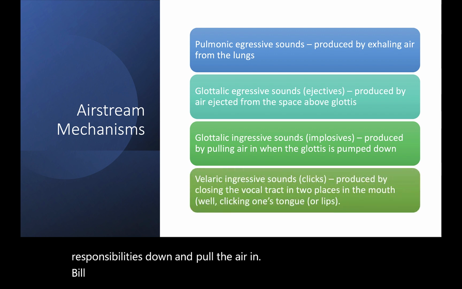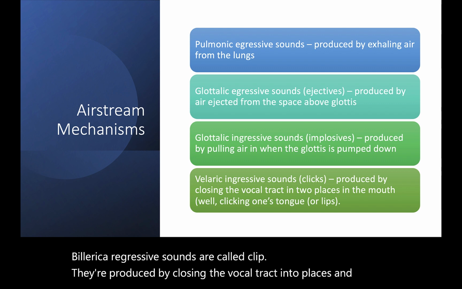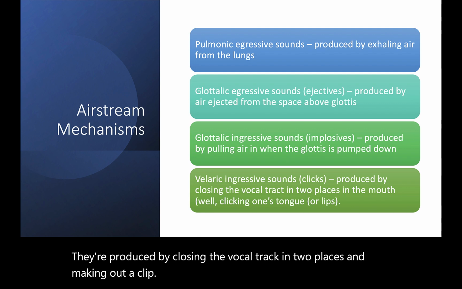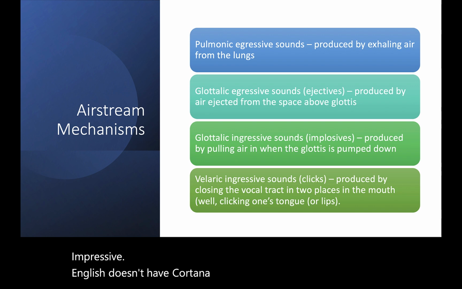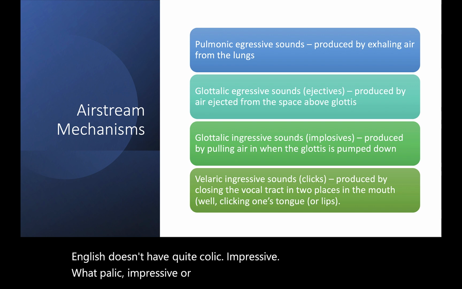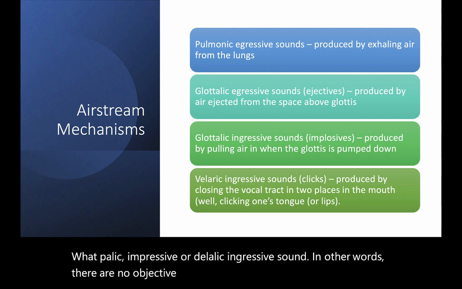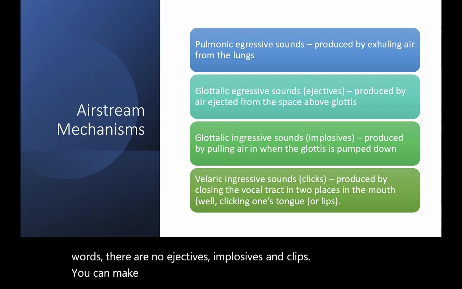Velaric ingressive sounds are called clicks. They're produced by closing the vocal tract in 2 places and making a click with lips or tongue. English doesn't have glottalic egressive, glottalic ingressive, or velaric ingressive sounds. In other words, there are no ejectives, implosives, and clicks in English. But we can make click sounds like such or.